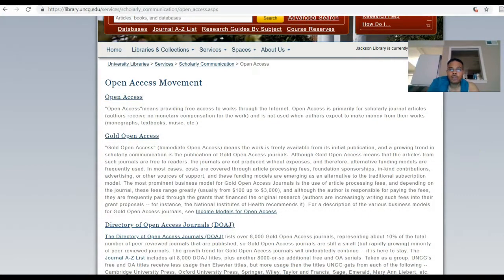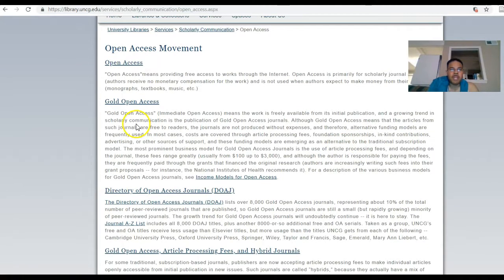Okay? So, Gold Open Access or immediate open access. Gold Open Access means the work is freely available from its initial publication, and a growing trend in scholarly communication is the publication of Gold Open Access journals. Although Gold Open Access means that the articles from such journals are free to readers, the journals are not produced without expenses, and therefore alternative funding models are frequently used. In most cases, costs are covered through article processing fees, foundation sponsorships, in-kind contributions, advertising, or other sources of support. And these funding models are emerging as an alternative to the traditional subscription model.